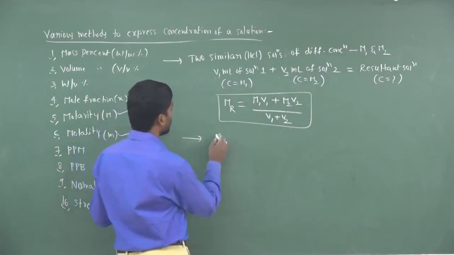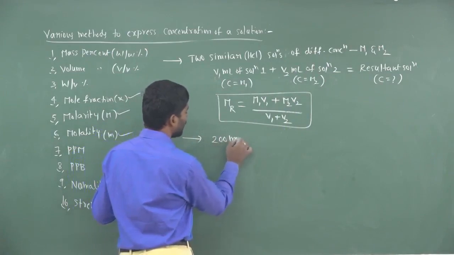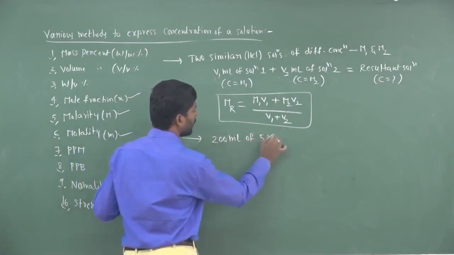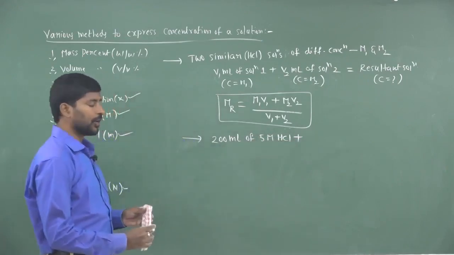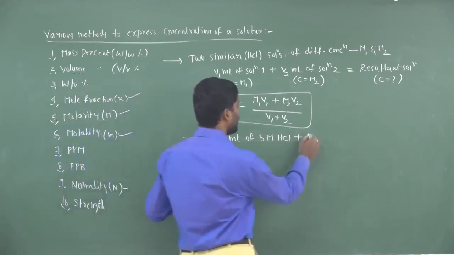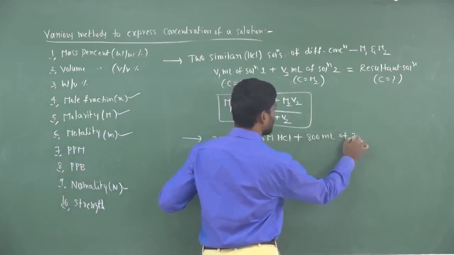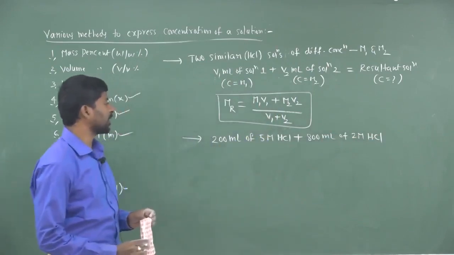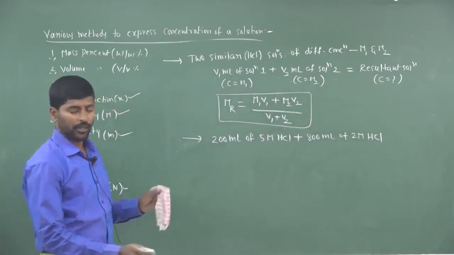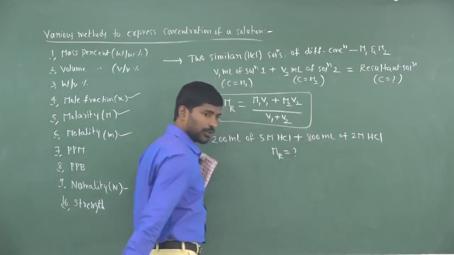For example, we are mixing 200 ml of 5 M HCl and 800 ml of 2 M HCl. What is the resultant solution molarity?